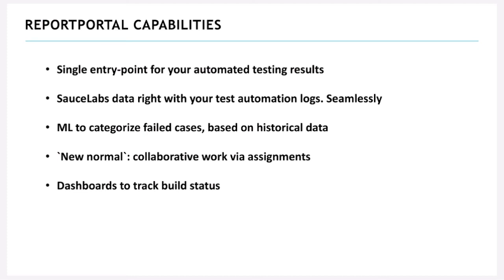So first of all, again, Report Portal is a single entry point for your test automation results, no matter how much you have, how distributed across the environments. You can have one single entry point which can acquire the multi-threaded executions in one place. The Sauce Labs data, if you have it and if you use it, can be easily and seamlessly integrated within this test automation log. So you'll have one entry point to see the executions and analyze the fails.